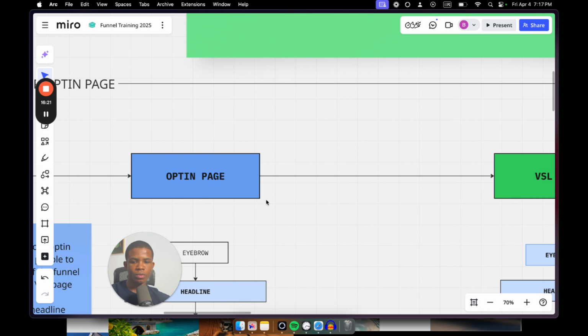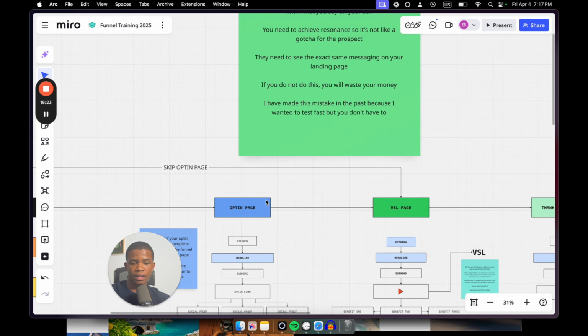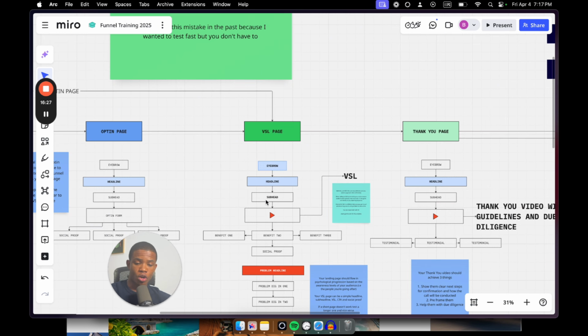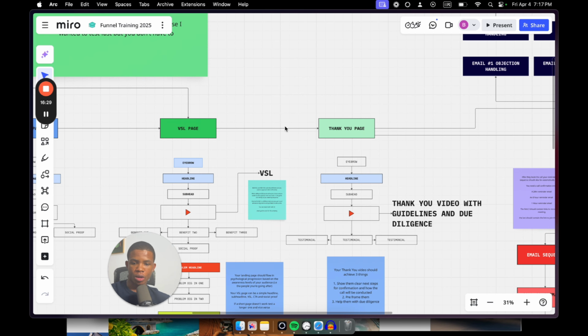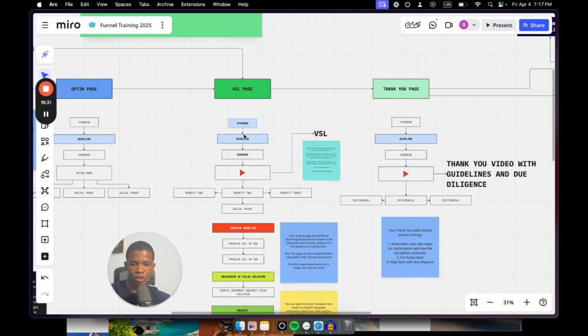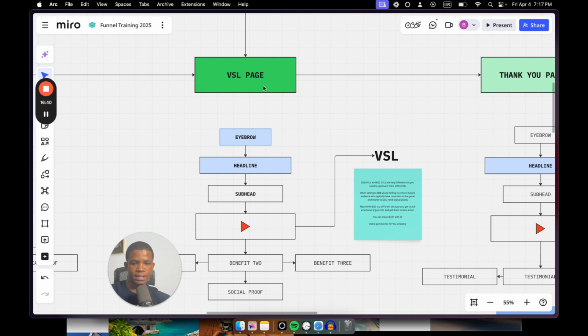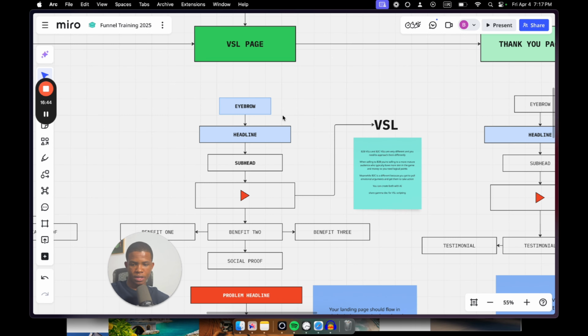Now, you can also decide that you want to go directly to the VSL page. Now, the VSL page, I love the VSL page, and we recently started running our offer direct VSL, and I love it. It's been going well. We're sitting at about $225 per qualified call at the moment. We're still trying to improve the close rate because that's been tanking. But anyways, let's break down the VSL here.